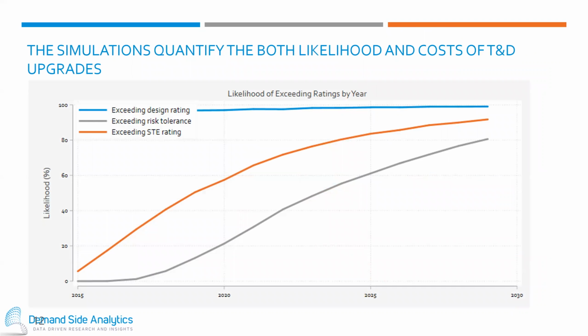And as part of this outcome, we're going to see a lot of output, but some of the key ones are the likelihood of and cost of T&D upgrades. So you can identify here's the likelihood that we'll exceed the risk tolerance by 2020. Here's the likelihood we'll exceed the short-term emergency rating by 2020, or whichever year you want to look at.